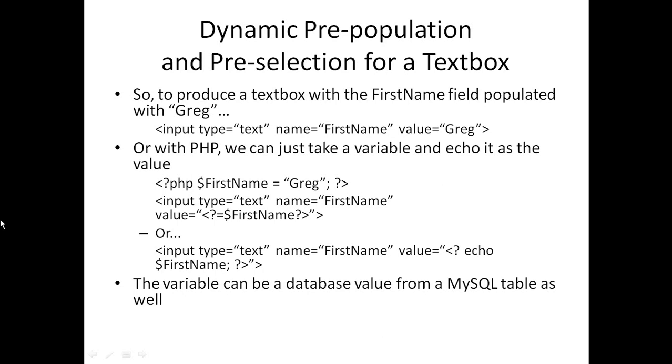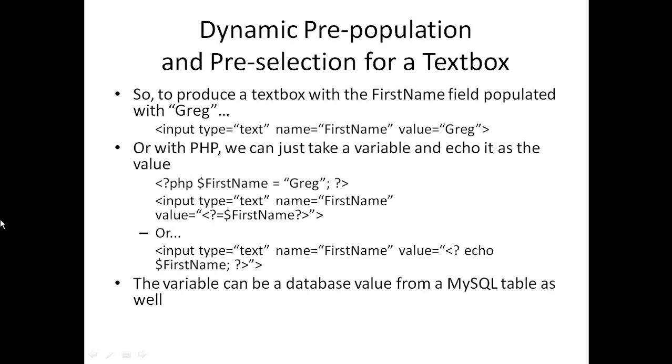For example, you set the variable first name equal to Greg, and then with the input type equal text line, you have the value, and for that you're echoing the value of the variable first name. Another way to do it is to use the non-short form tag, where you open the PHP tag and do an echo first name, close PHP tag there, inside of the value. Okay, the variable, of course, can be a database value from a MySQL table as well.